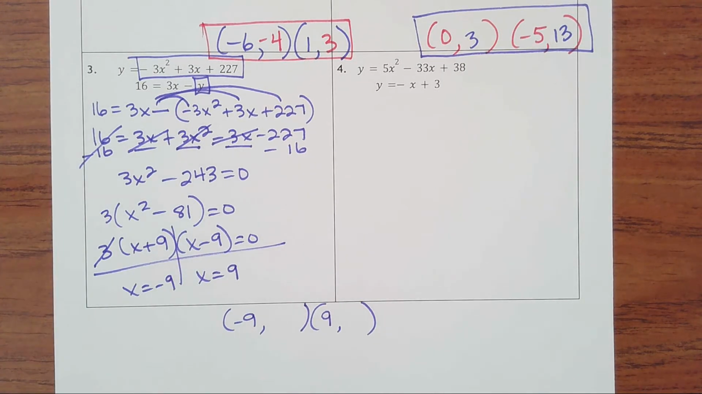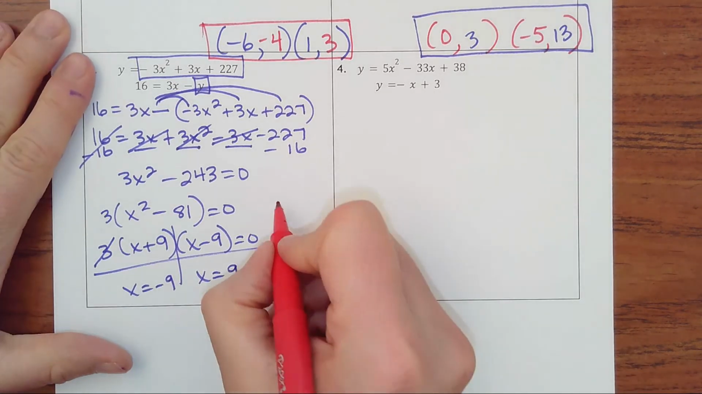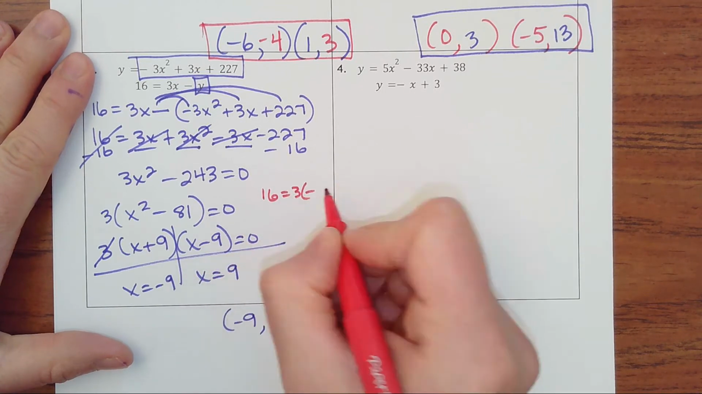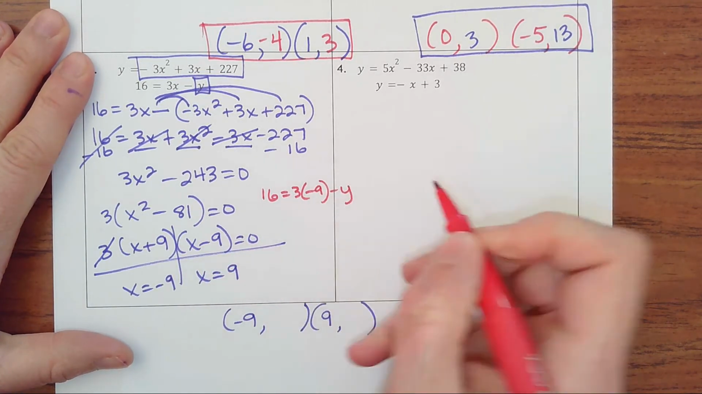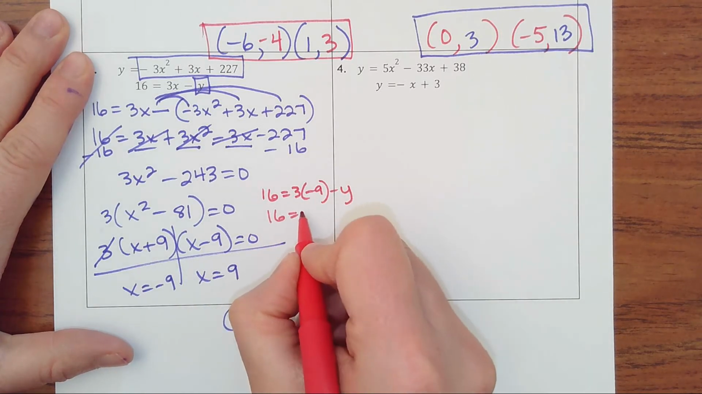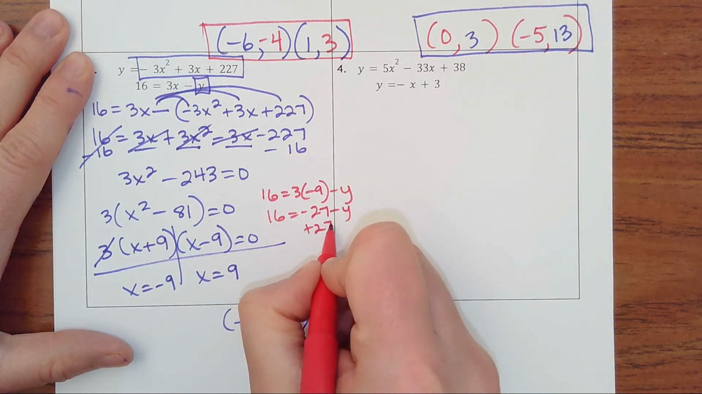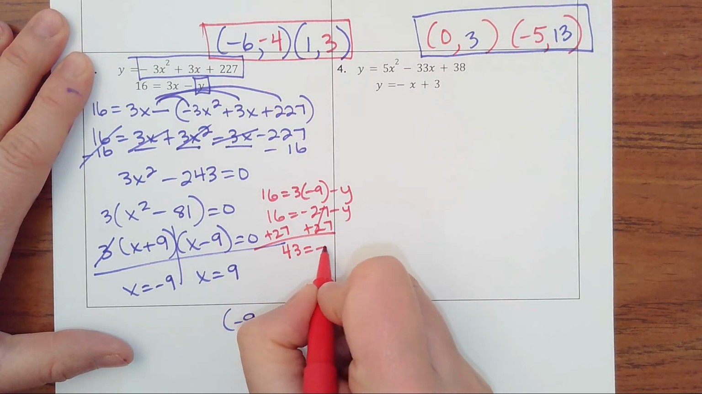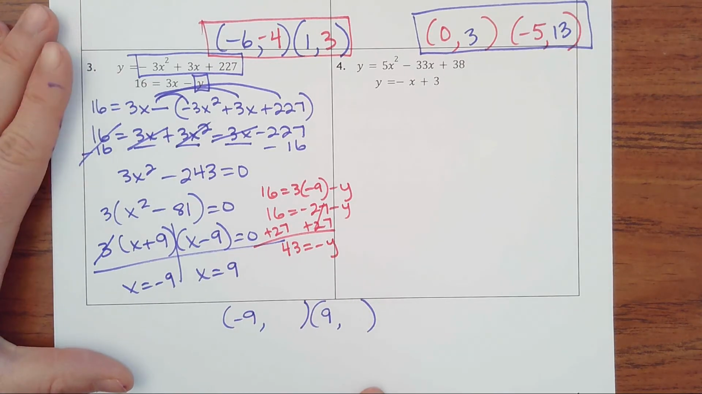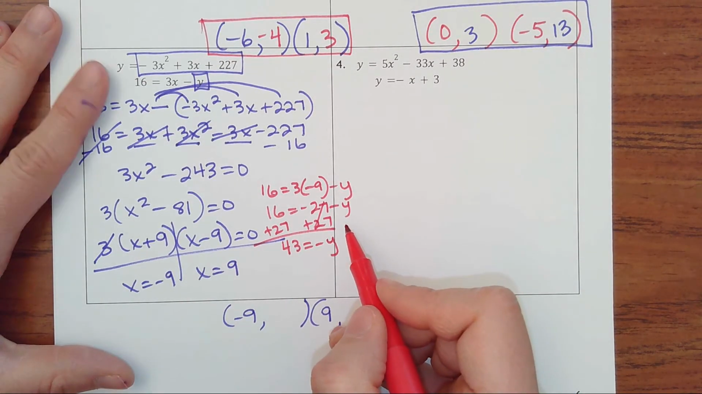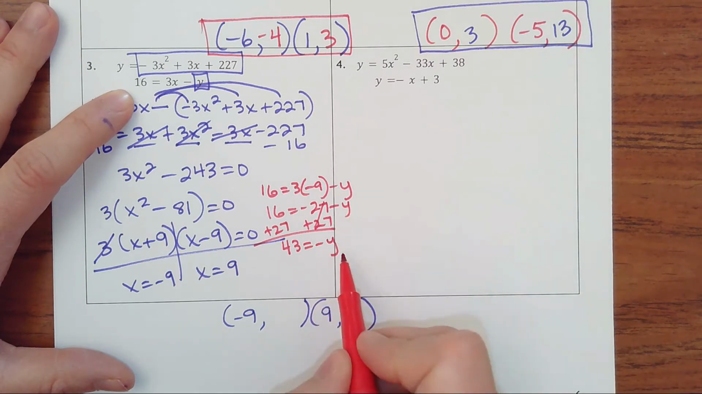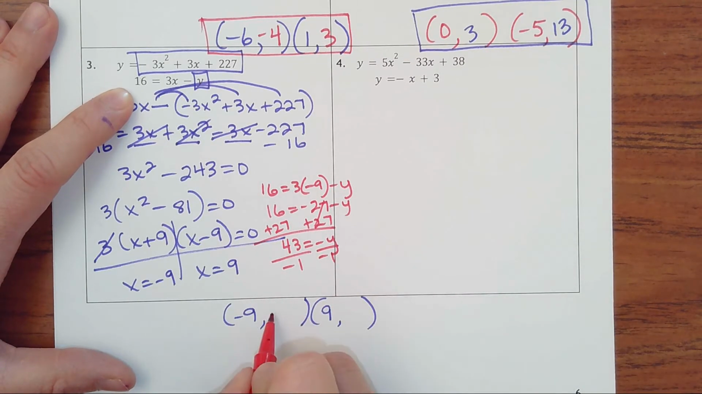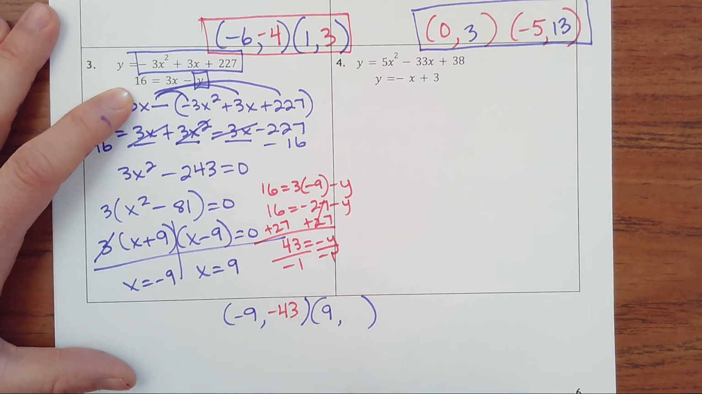Okay, and then you got to pick which one you want to plug it back into. Again, you can shift this one around if you want to, or leave it like that. Like I can do 16 equals 3 times my x minus y. 3 times negative 9 is negative 27. Add 27, that'd be 43. Seems big, but okay. And then divide by negative 1. So I get negative 43 when I plug in negative 9.